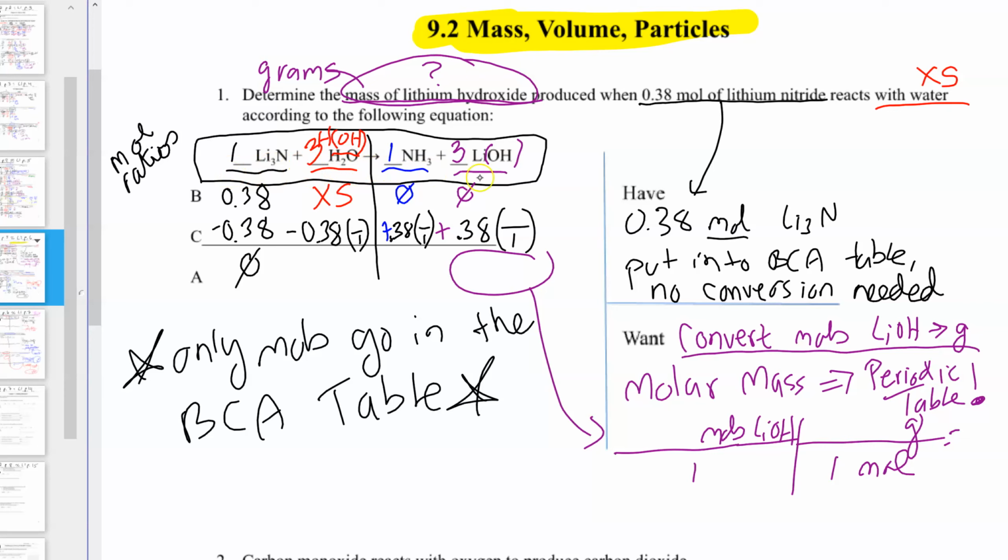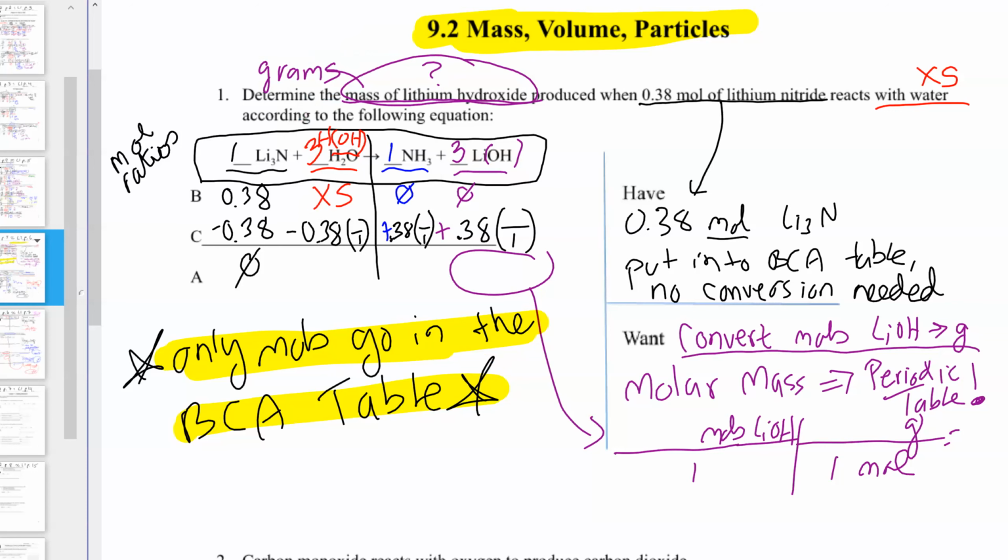So you should have balanced it yourself. If you were struggling balancing it, one little trick is you can write water as HOH. Then you can balance your hydrogens by themselves and your OH, your hydroxides, by themselves. Remember, only moles go into the BCA table. I want you to rewrite this on your homework packet, circle it, star it, whatever. Only moles can go into the BCA table.